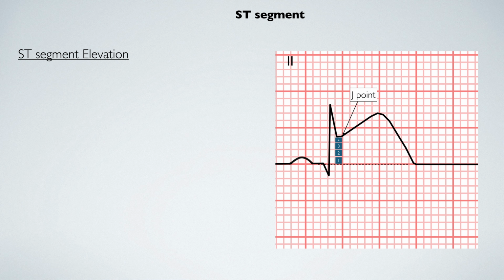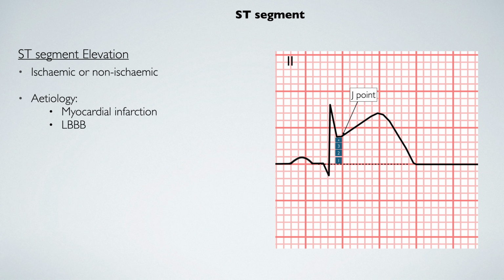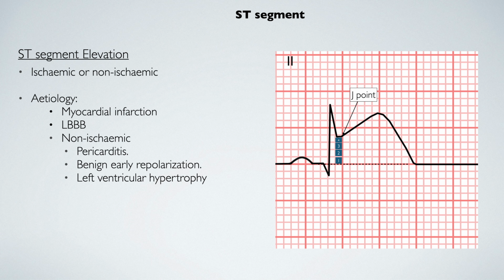The most common presentation of ST elevation is myocardial ischemia, which is why we are focused on this cause here. But there are also non-ischemic causes, and these include pericarditis, benign early repolarization, and left ventricular hypertrophy.